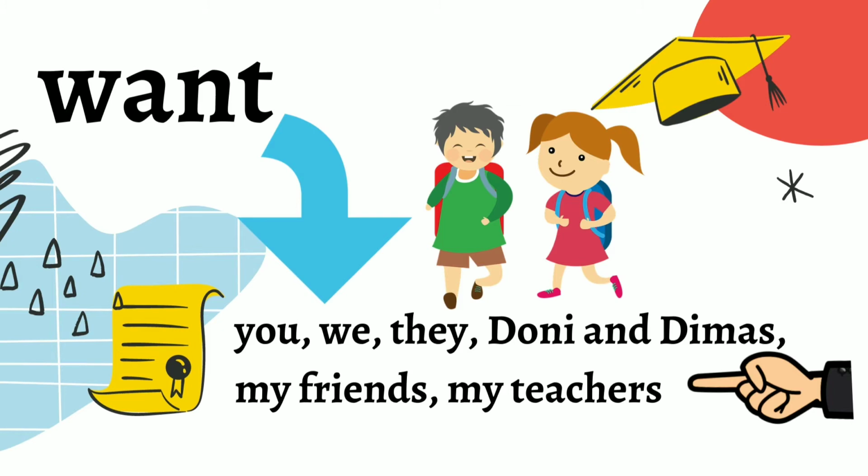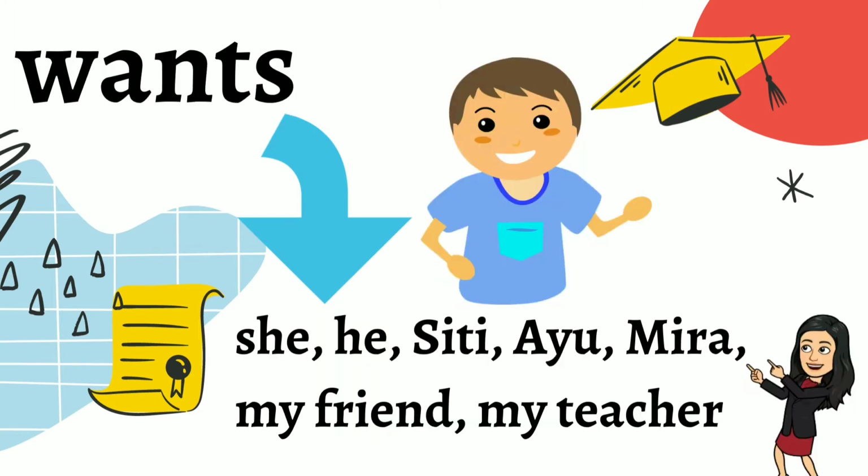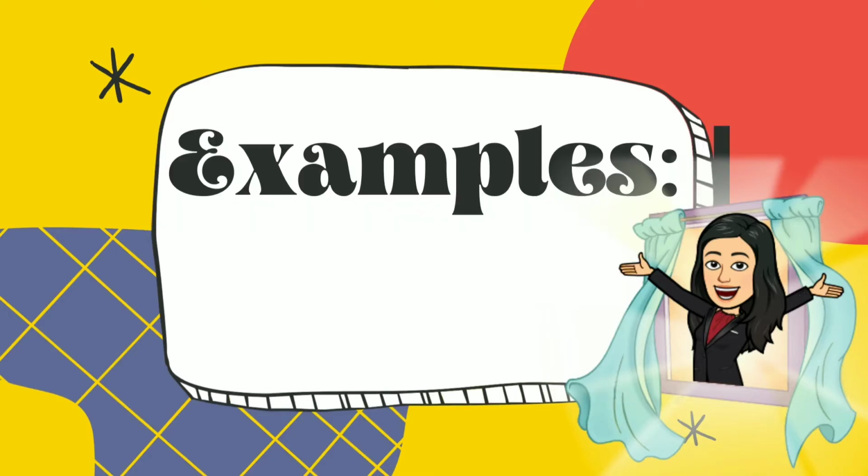Okay, now the other question is when we can use wants. We have to use wants if the subject is only one, except I. Okay, except I. We cannot use wants for the subject I. So we have to use wants if the subject is like she, he, Siti, Ayu, Mira, my friend, and also my teacher. It means that the subject is only one. Remember, wants is the same as does. The subject is only one.